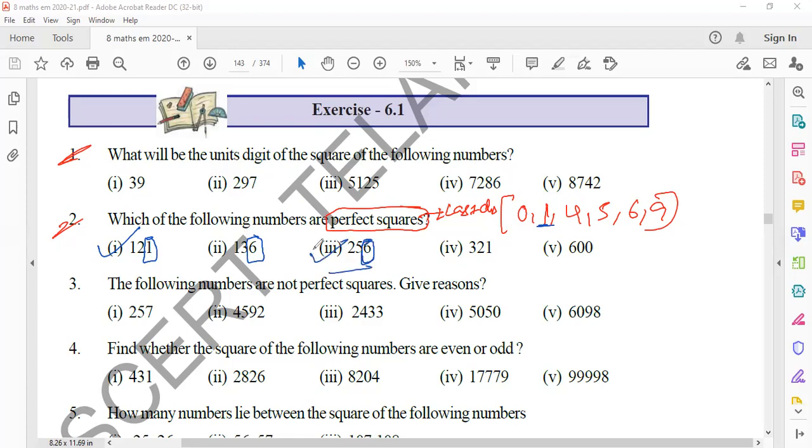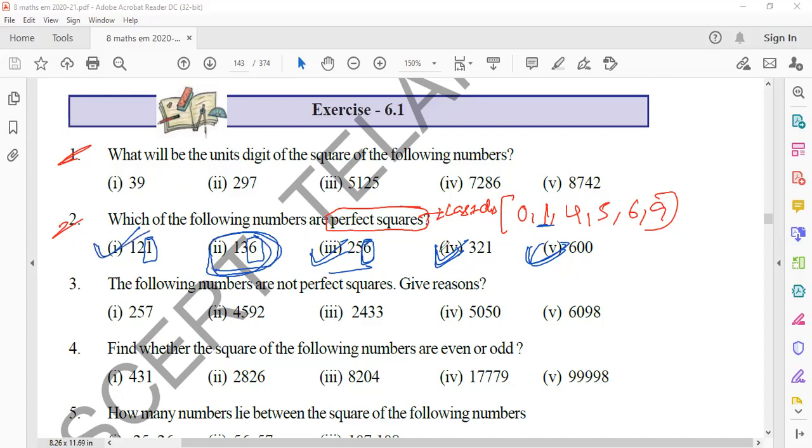This we can say: 321. This we can say: 600. This we can say: I think 136 is not available. 0, 1, 4, 5, 6, I think we can say this. I think 136 is not a perfect square actually. We will look into that once again.